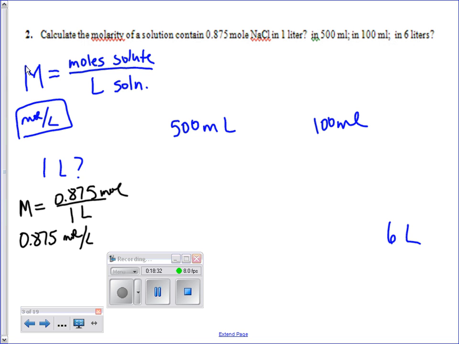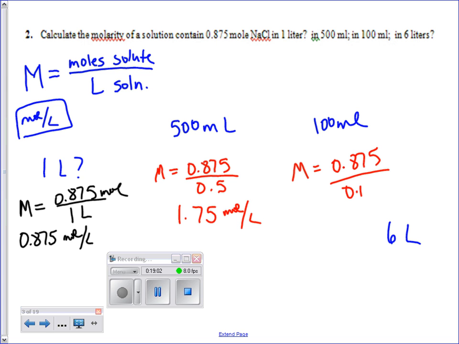All right, the next one. Molarity is 0.875 over, what do I put here? 0.5. So what is my molarity? I need calculators, folks. I'm going to pause this till you get your calculators out. Come on. 1.75 moles per liter. All right, 100 mils: molarity is equal to 0.875 over, this is 0.1 liter. So dividing by 0.1 gives us 8.75 moles per liter.